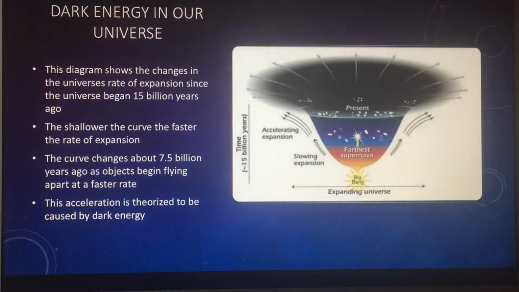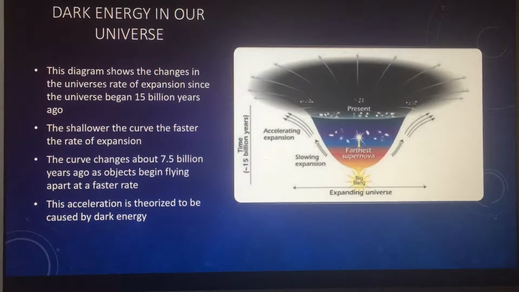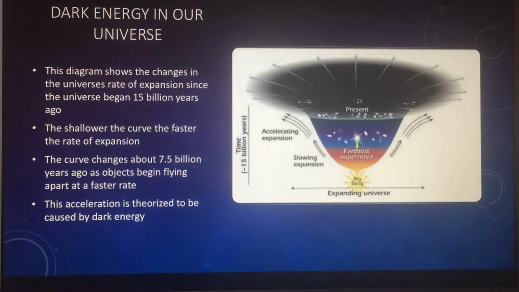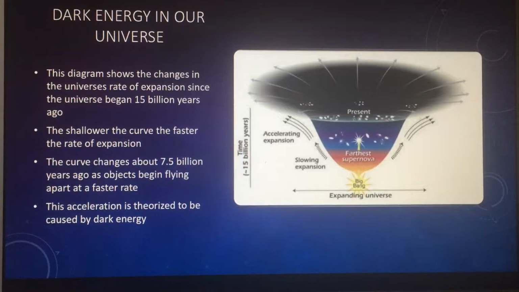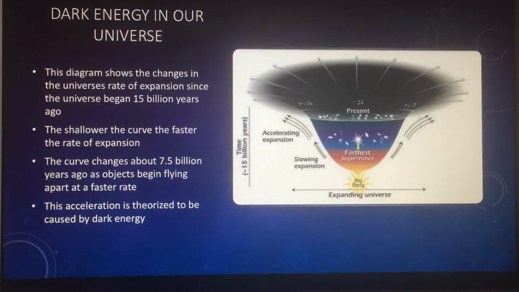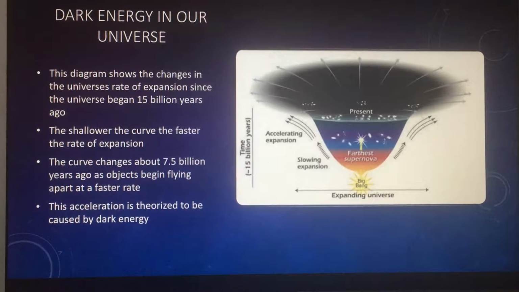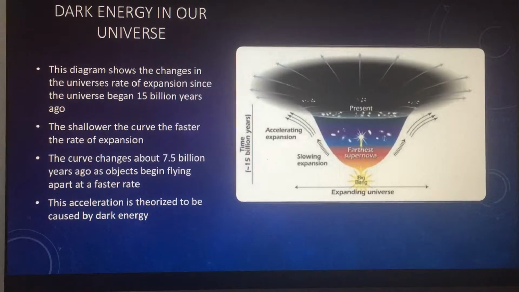Dark energy in our universe. This diagram shows the changes in the universe's rate of expansion since the universe began 15 billion years ago. The shallower the curve, the faster the rate of expansion. The curve changes about 7.5 billion years ago as objects begin flying apart at a faster rate. This acceleration is theorized to be caused by dark energy.